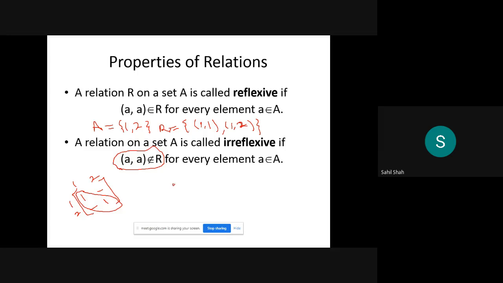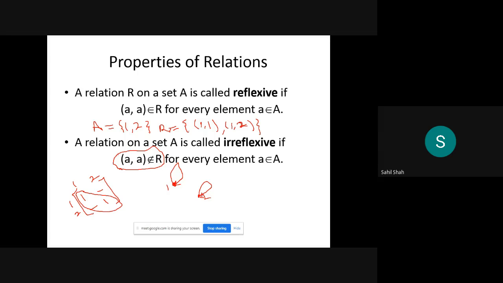What will be the diagram for a reflexive relation? You have to check if all the nodes are pointing towards themselves, if the self loop is present for each and every node. So I would have 1, and here, let us say, I am having 2. If the self loops are present for each and every node, I will say that it is a reflexive relation. Remember that we are not interested in the middle pairs for a reflexive relation.